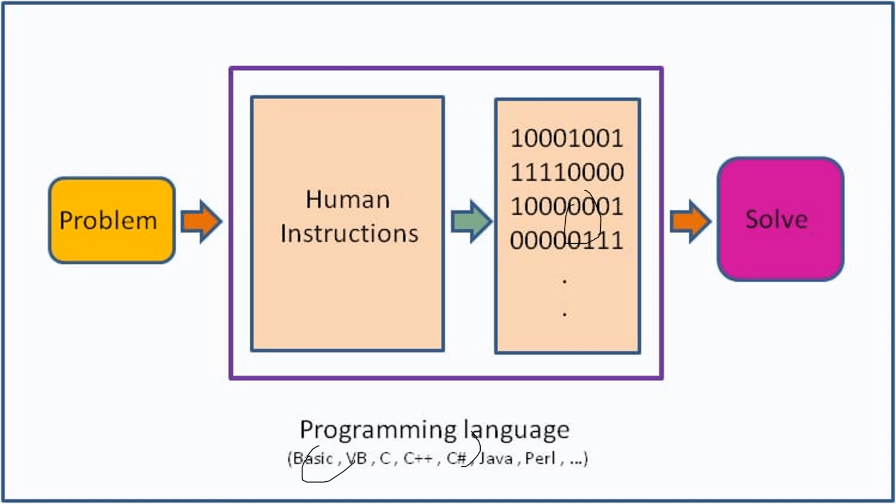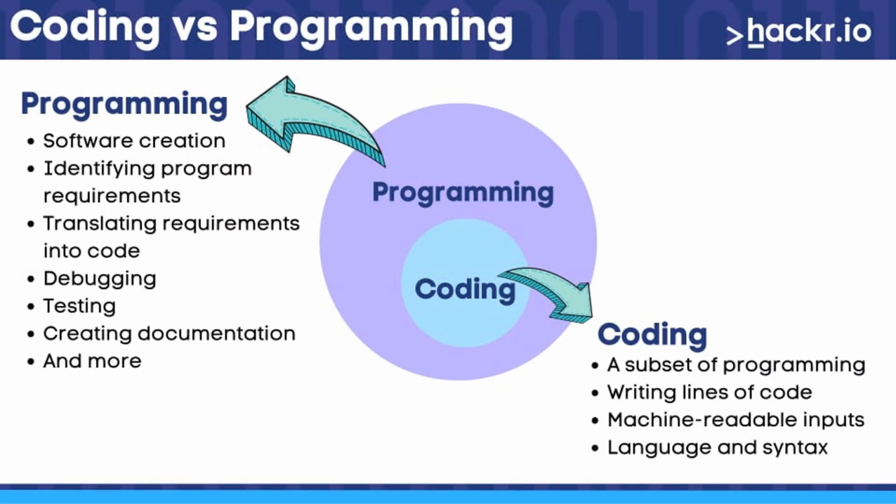There is a difference between coding and programming. The basic difference is that coding is a subset of programming. Programming is a process where there is software creation, identifying programming requirements, translating requirements into code, debugging, testing, creating documentation, and more. Where coding is a subset of programming where we only write lines of code, machine readable inputs, languages, and syntax.